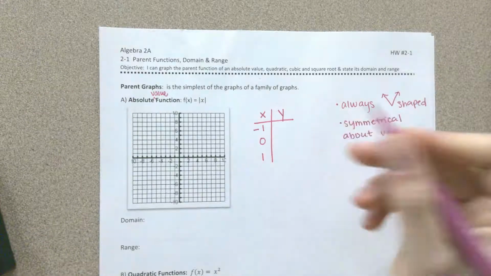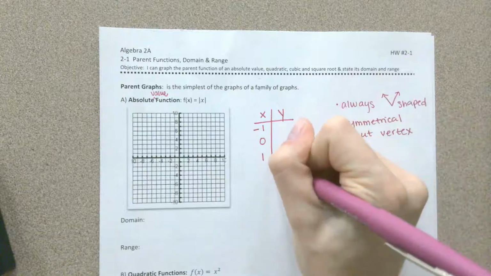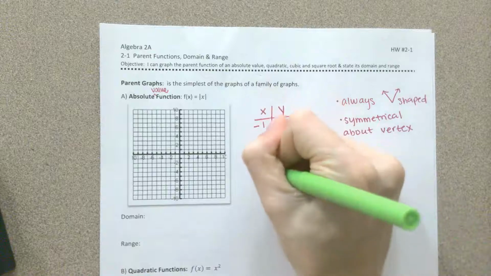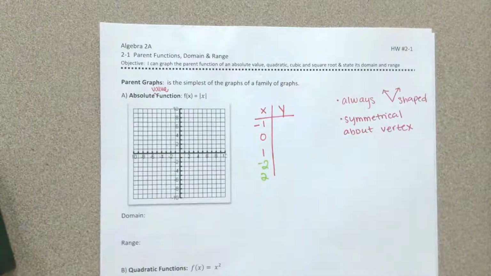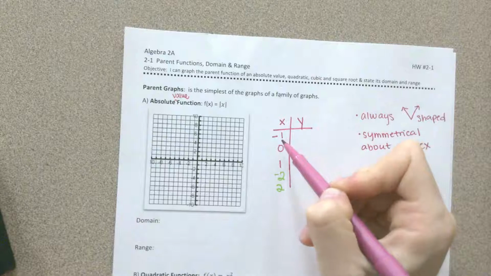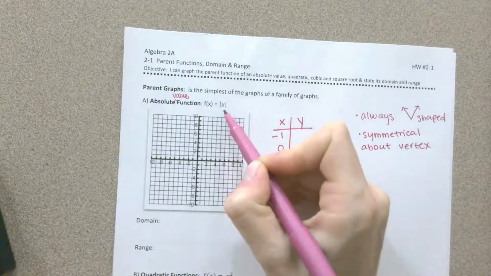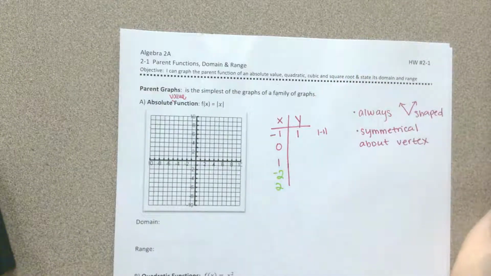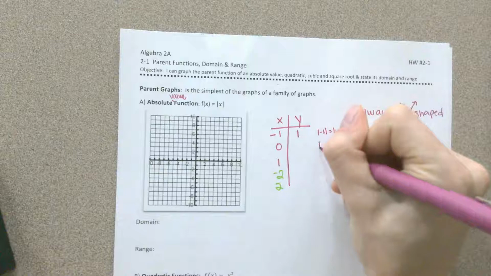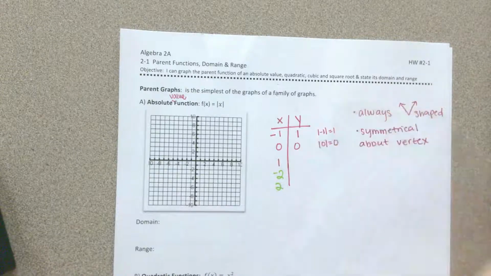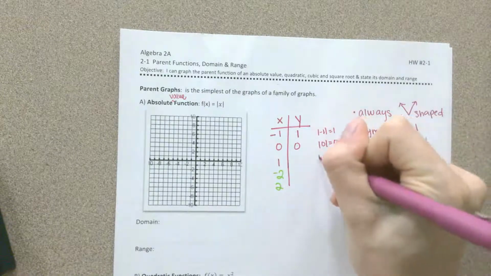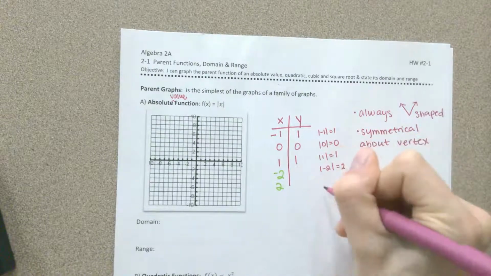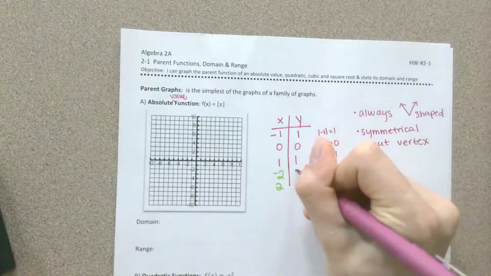If we want to, I'll just make this a little longer. This is optional, but we can do -2 and 2 also. So we're going to go ahead and plug these numbers into our absolute value. The absolute value of -1 is 1. The absolute value of 0 is 0. The absolute value of 1 is 1. The absolute value of -2 is 2. The absolute value of 2 is 2.